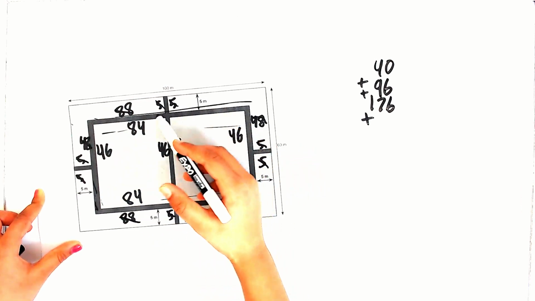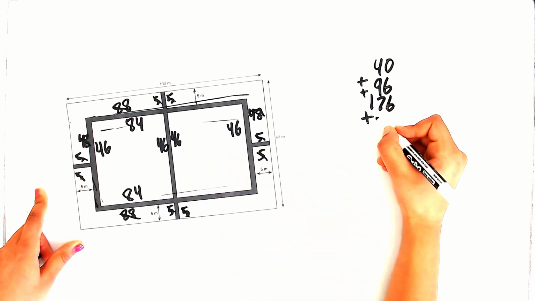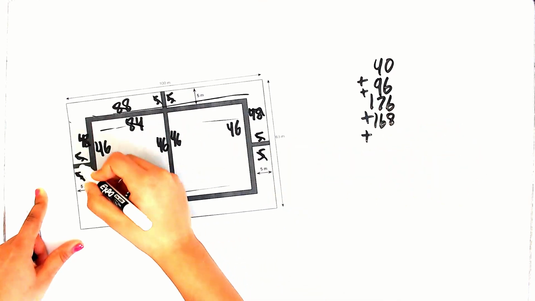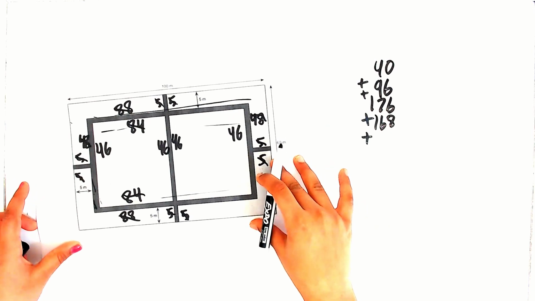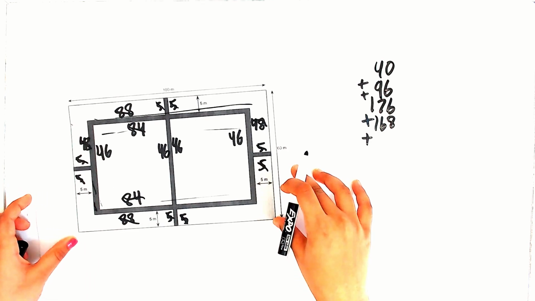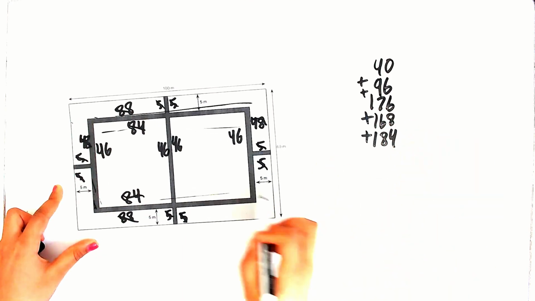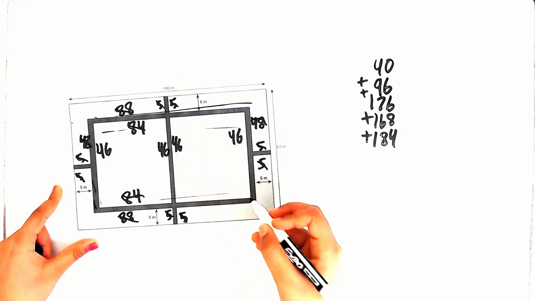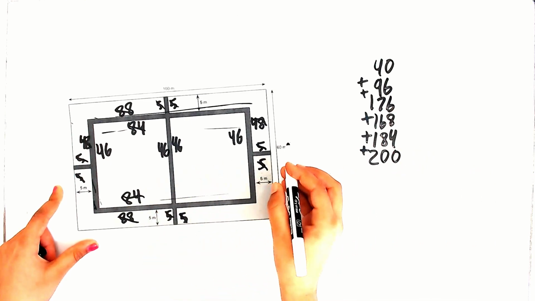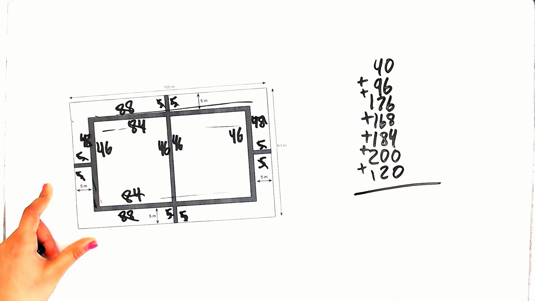There's 2 84s, so 84 plus 84 equals 168. Plus, we still have the 46s. So 46 times 4 equals 184. So we have to add the ones outside too, right? So 100 plus 100 is 200. 200 plus, and 60 plus 60 is 120. So plus 120. Now let's add all of this together.